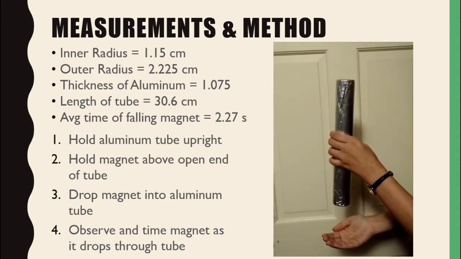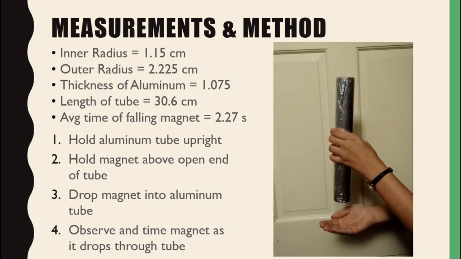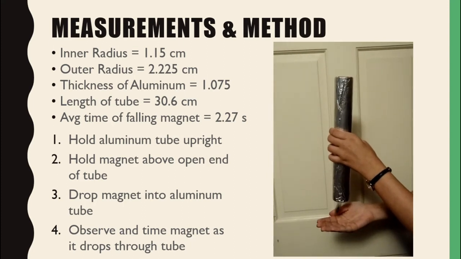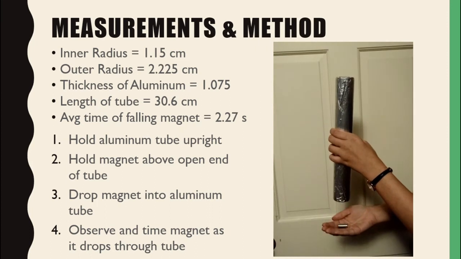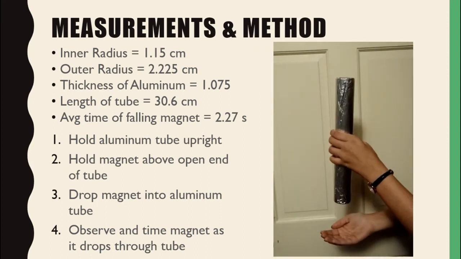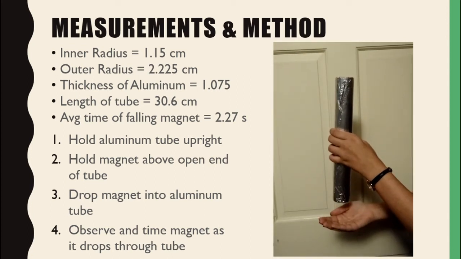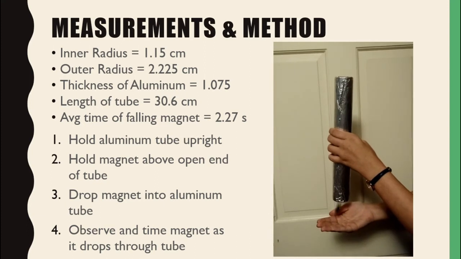Now the measurements for my tube: the inner radius was about 1.15 centimeters. The outer radius, from the center to the edge of the aluminum, was 2.225 centimeters. So my thickness of aluminum was 1.075 centimeters, and the length of my tube was 30.6 centimeters. After repeating this experiment several times, the average time of my falling magnet was about 2.27 seconds.